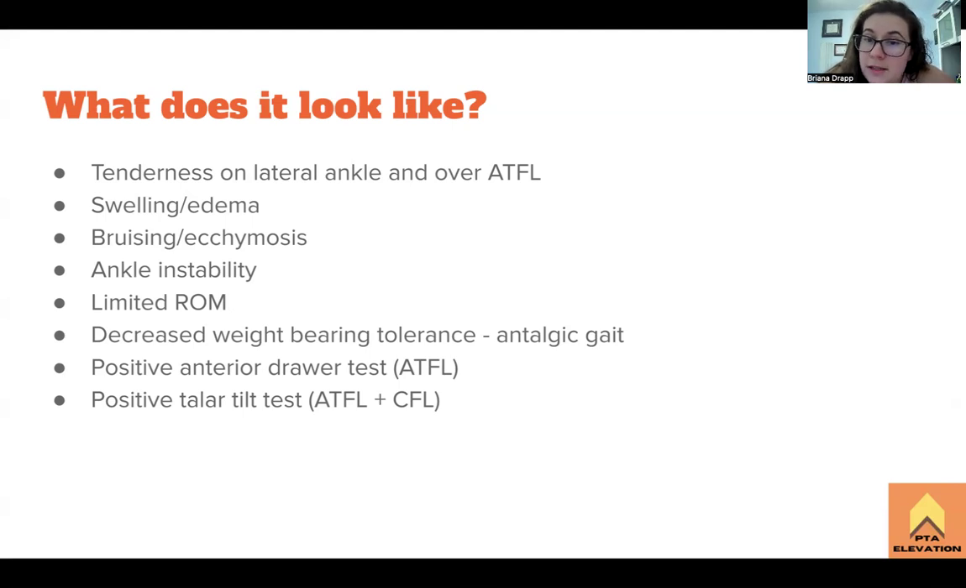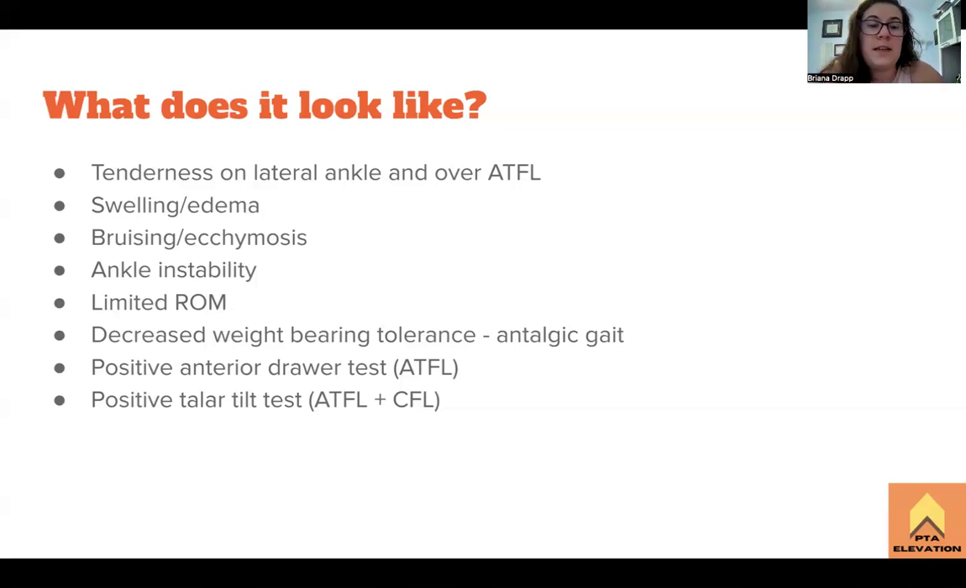Again, one of the special tests performed is an anterior drawer test of the ankle. There is an anterior drawer test of the knee, which will be for your anterior cruciate ligament. This is for your anterior talofibular ligament. So again, you basically cup the heel and pull it anteriorly. And what ends up happening is if that's positive, you'll see gapping, and it's kind of wild when you see it.